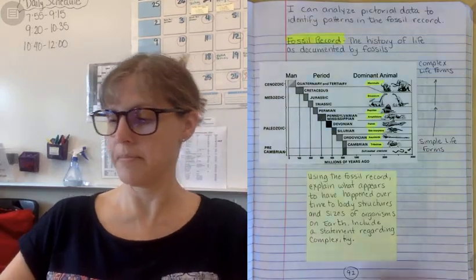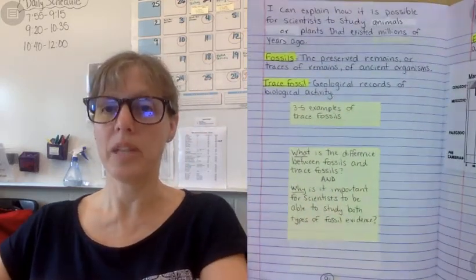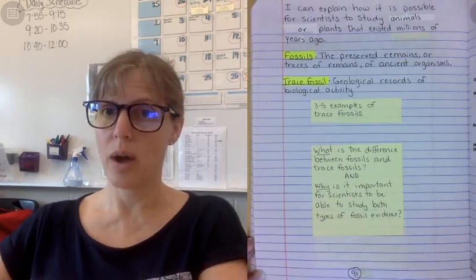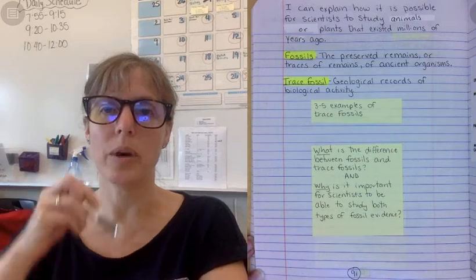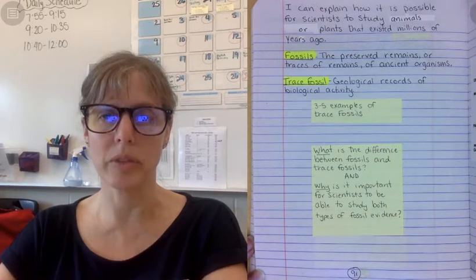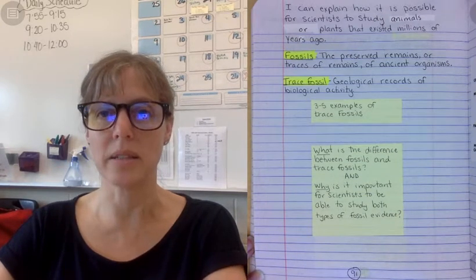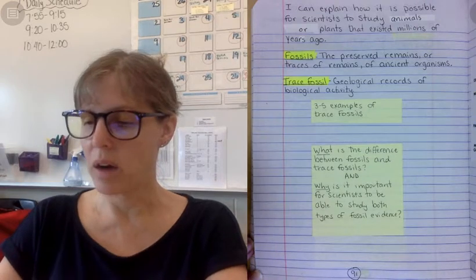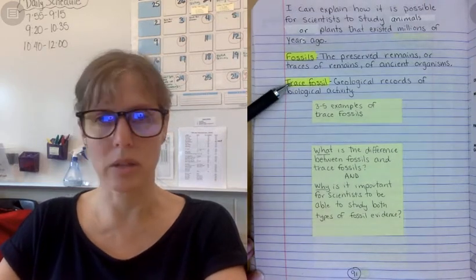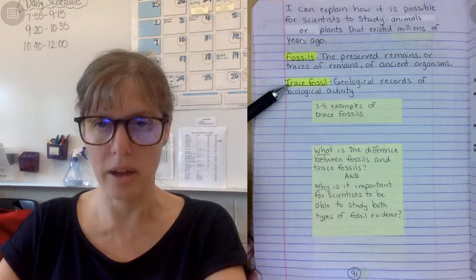Okay, let's look at 91. These words are really big, so I hope you've been studying, okay? So our learning target for 91 was I can explain how it is possible for scientists to study animals or plants that existed millions of years ago. Our key terms were fossils and trace fossils. These should be highlighted and underlined.